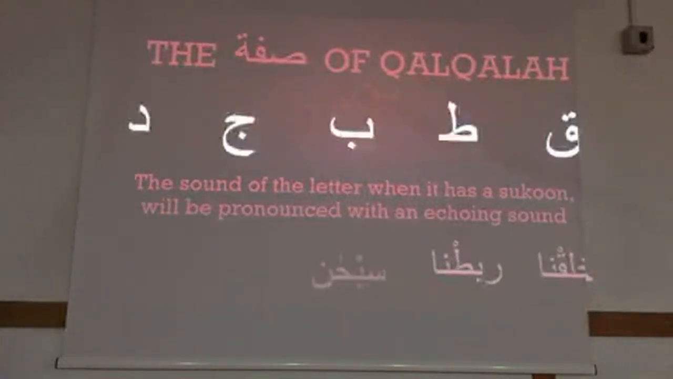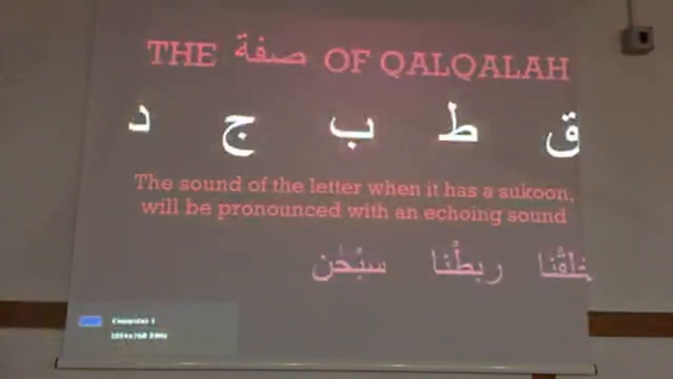The next one is nice and simple. This is without qalqala. Sub. Listen to me, and even look at my lips as well. No sound is coming out. I don't want to read it like this. I want to read it like this. Sub. Can you hear the qalqala? I'm literally echoing out the sound. Everyone say it after me. Subhana. Again, subhana.